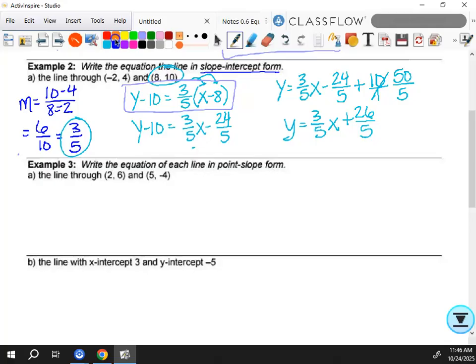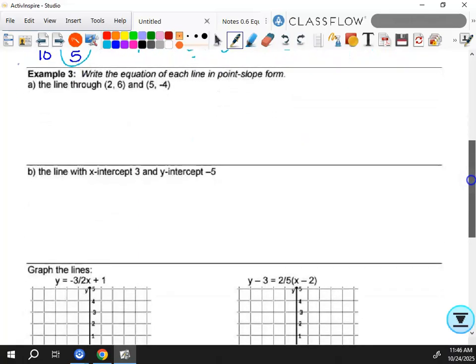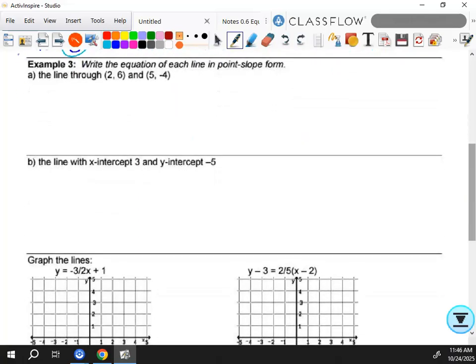All right, this next one. Now we're not there yet. I'm sorry. This one is point slope. So y'all do this one. Find your slope, but this time just put it in point slope form. And I'll give you a second to get that way. You don't have to put it in the y equals mx plus b.